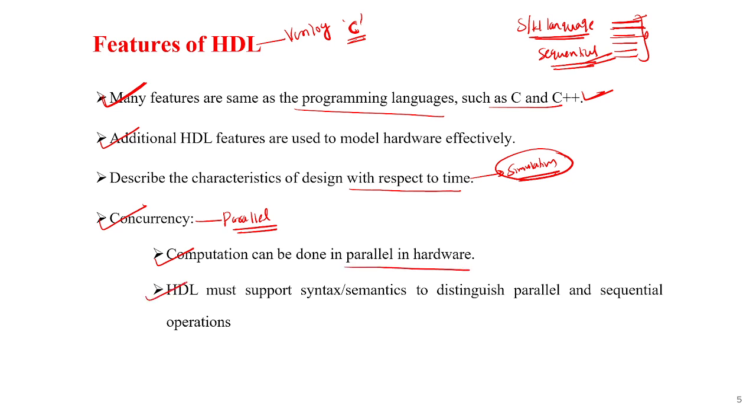And HDL supports some syntax and semantics to distinguish how the parallel and sequential operations work, okay. By using this syntax and semantics, we can differentiate how it operates in parallel and how it operates sequentially. So this is the main feature of HDL: concurrency. Concurrency means it executes in parallel, okay. These are the features of HDL.